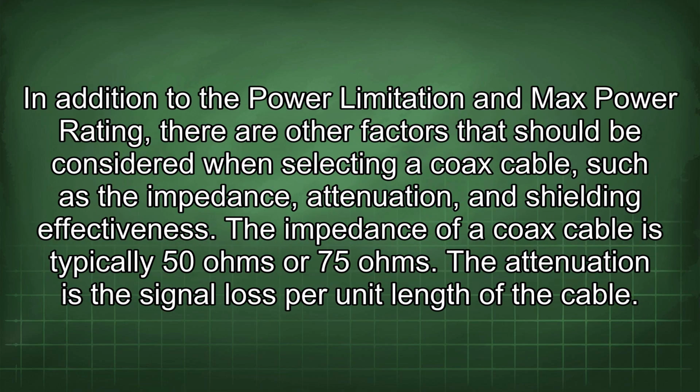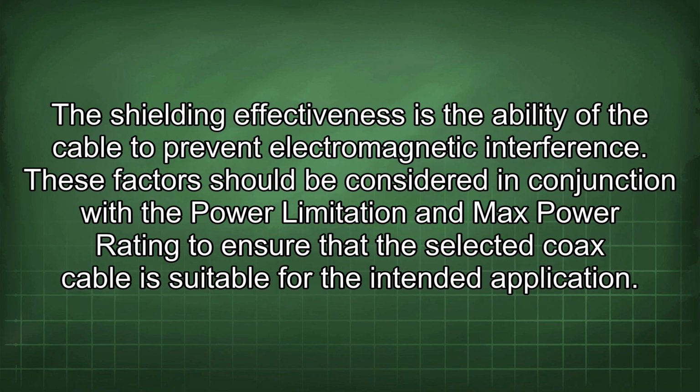In addition to the power limitation and max power rating, there are other factors that should be considered when selecting a Coax cable, such as the impedance, attenuation, and shielding effectiveness. The impedance of a Coax cable is typically 50 ohms or 75 ohms. The attenuation is the signal loss per unit length of the cable. The shielding effectiveness is the ability of the cable to prevent electromagnetic interference. These factors should be considered in conjunction with the power limitation and max power rating to ensure that the selected Coax cable is suitable for the intended application.